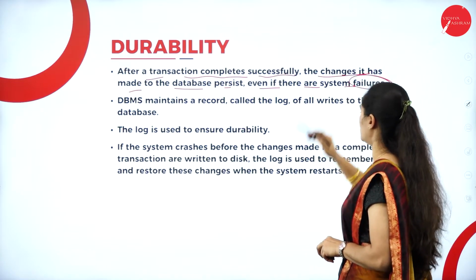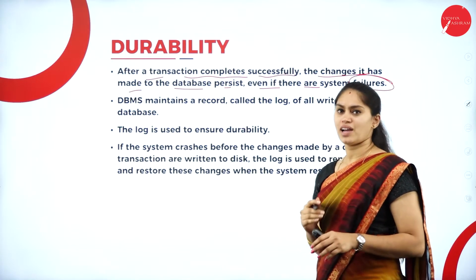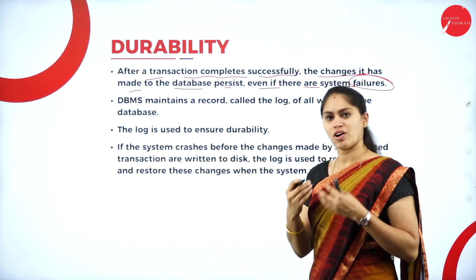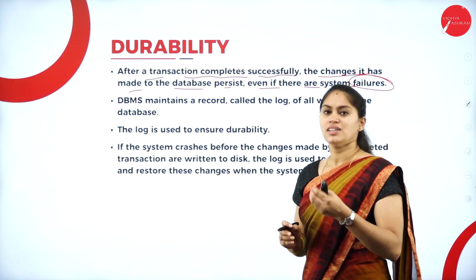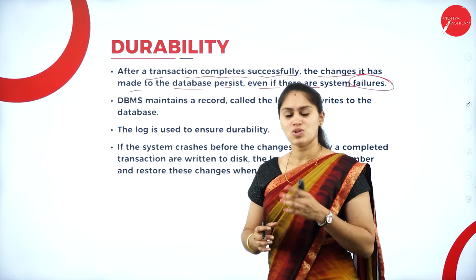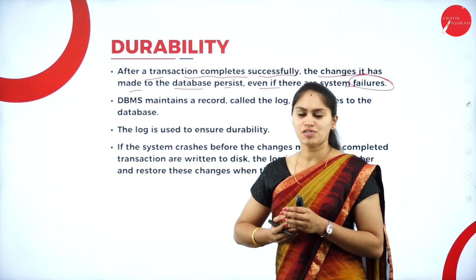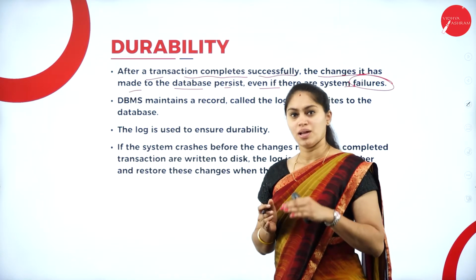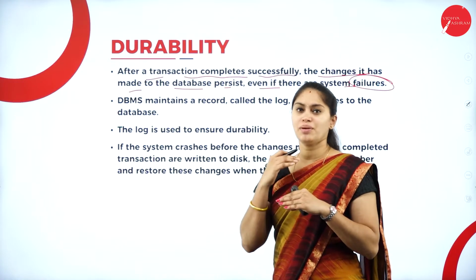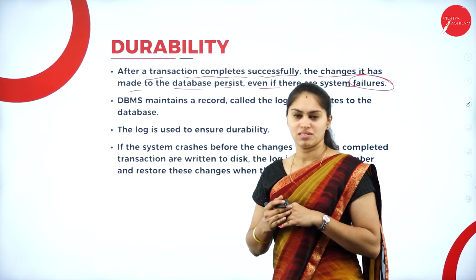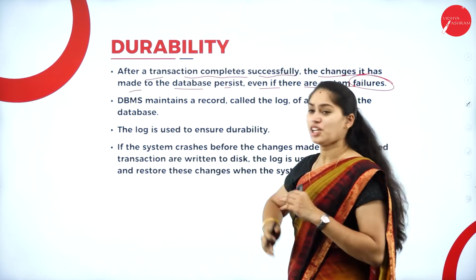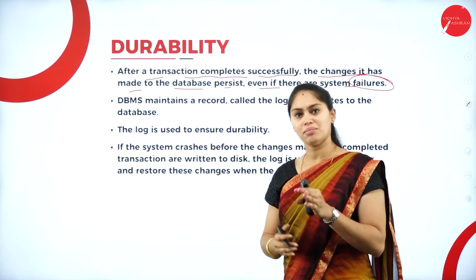For example, imagine you are sending some amount. You have already sent it, but your mobile battery is low. At that time, the computer or the mobile is going to shut down. But the amount has to reach my receiver. That is what we call durability. So that property must be there.